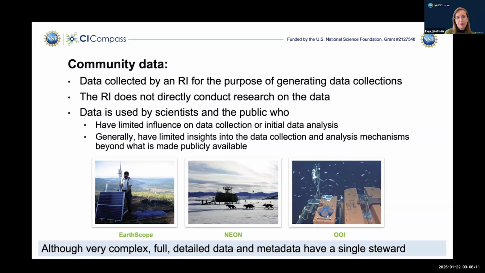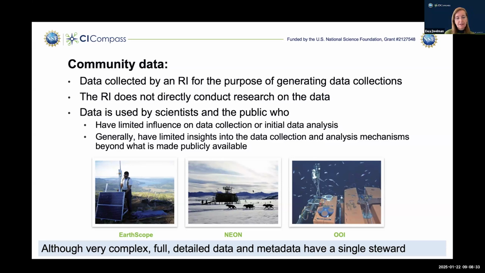But the scientists and the public that use this data typically have limited influence on the data collection itself or the analysis that's being done on the data to generate science products. So they have little influence, but also limited insight into the exact collection of the data or the analysis mechanism.